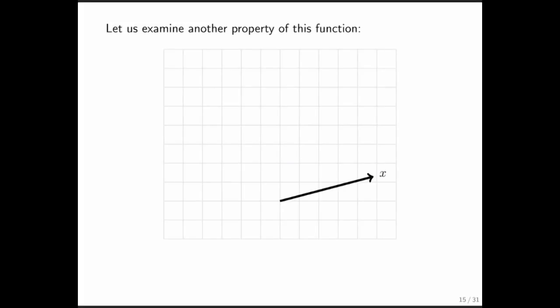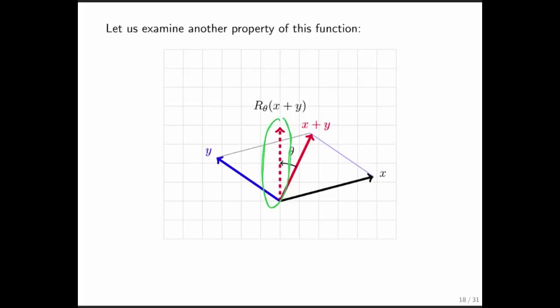Here we have a vector x, and here we have a vector y. Last week we learned how to add vectors x and y. You use the parallelogram method, and it becomes one of the diagonals. If we first add x to y and then we rotate it through angle theta, then we get this vector right here, denoted by r sub theta of x plus y.